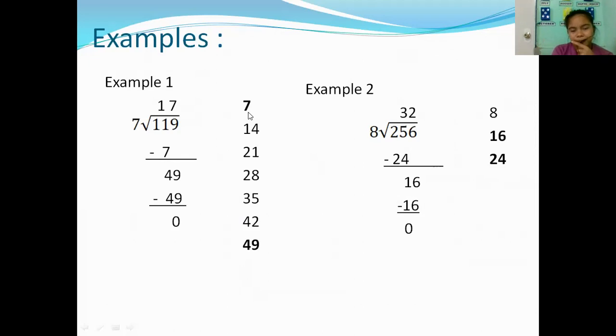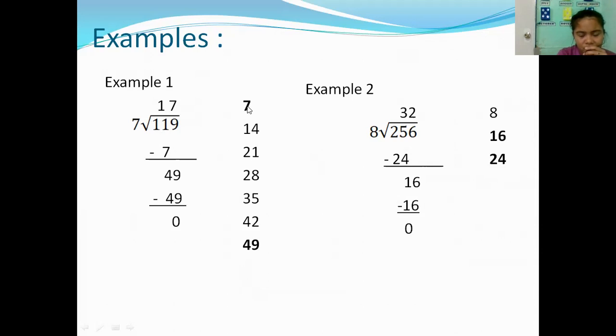So for 11, we cannot use 14 because 14 is greater than 11. We can use a number that is less than or equal to the dividend. So if we use 14, 14 is greater than 11, so it cannot be. Therefore, let's use 7.